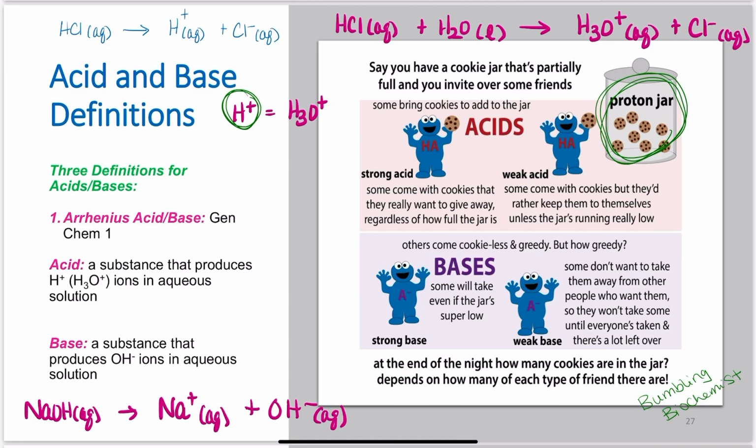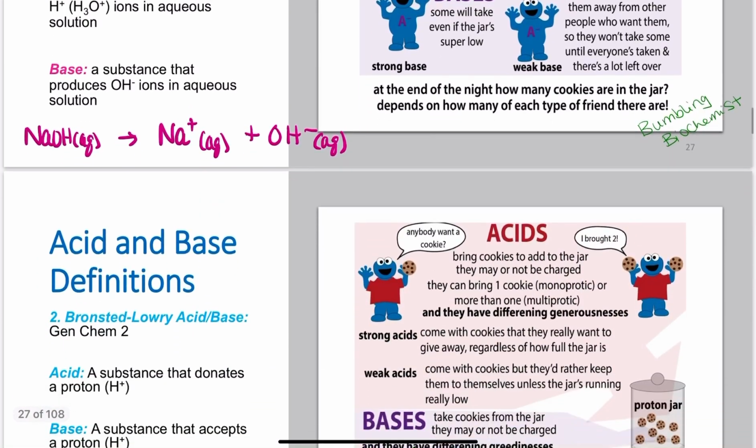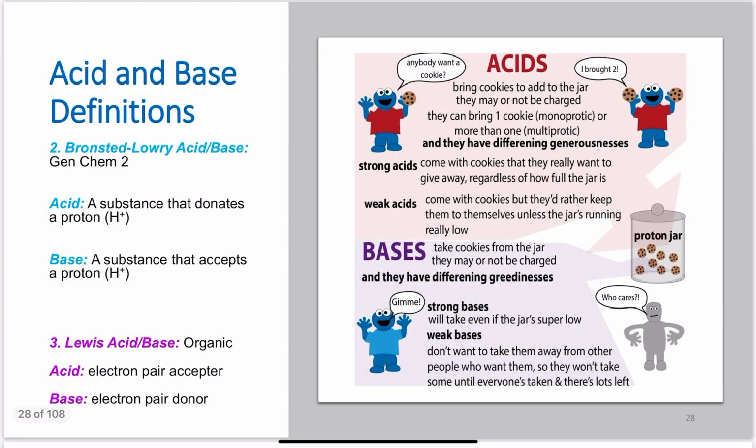Your Bronsted-Lowry definition and your Lewis acid definition. Again, Bronsted-Lowry we're going to use a lot more in Gen Chem 2, but you do have to understand the definition. An acid is defined as a substance that donates a proton. So in Arrhenius definitions, we said it produces H+. In Bronsted-Lowry, we're saying it's donating that proton. So HCl still fits the bill here.